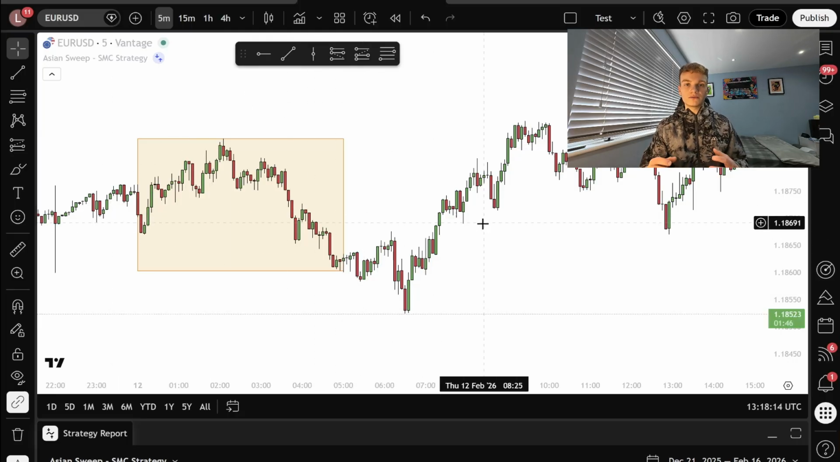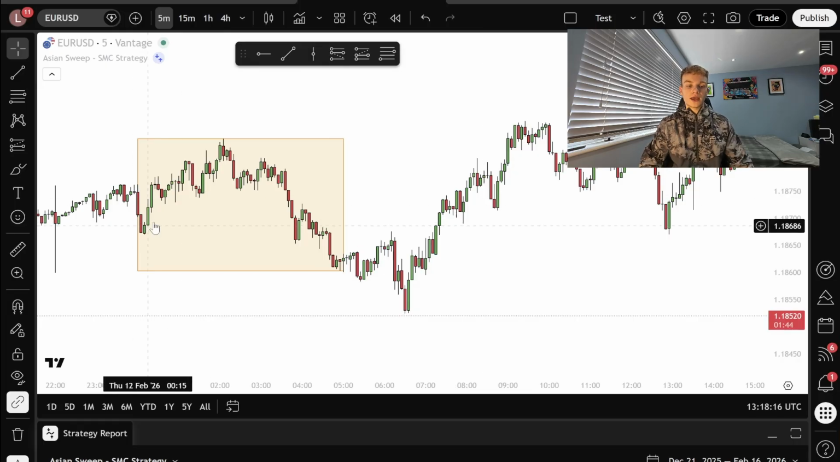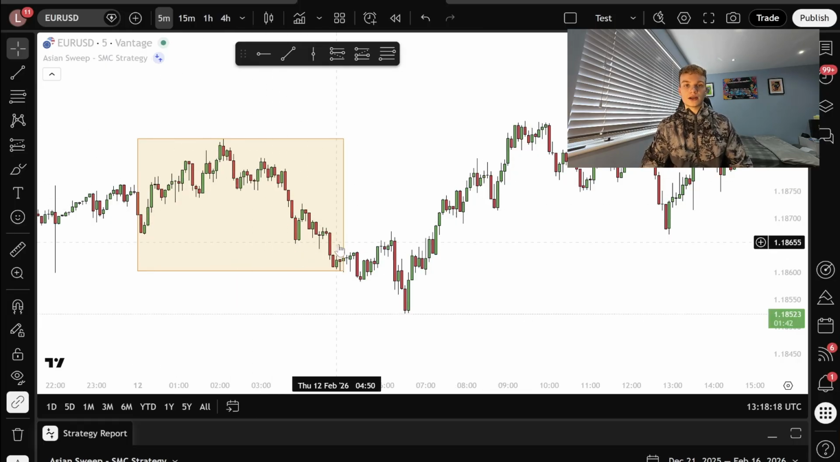Now this can be quite visually difficult to go ahead and identify from just looking at it and going, right, was this a trend or was this not a trend?